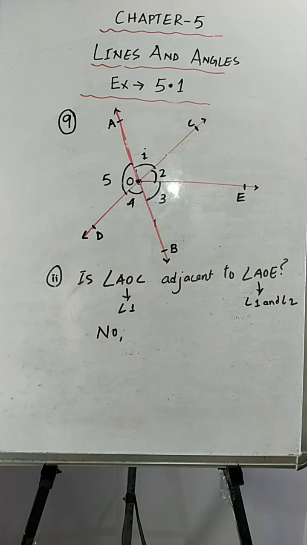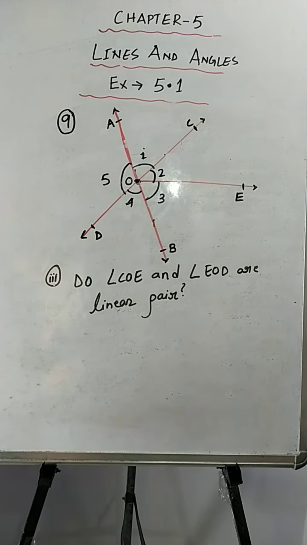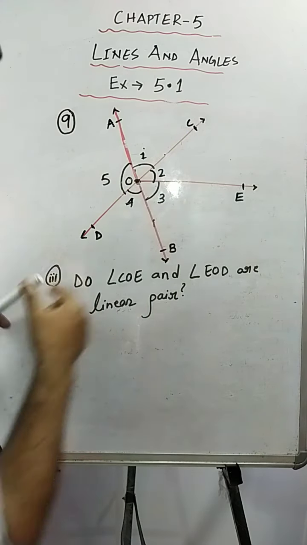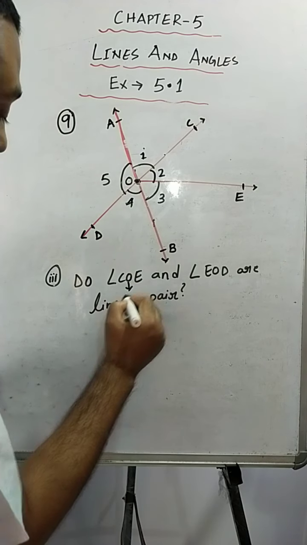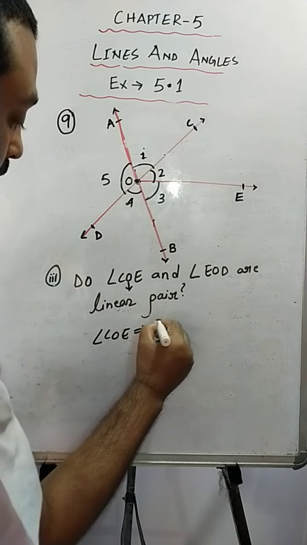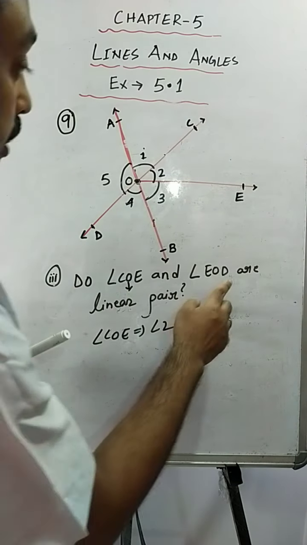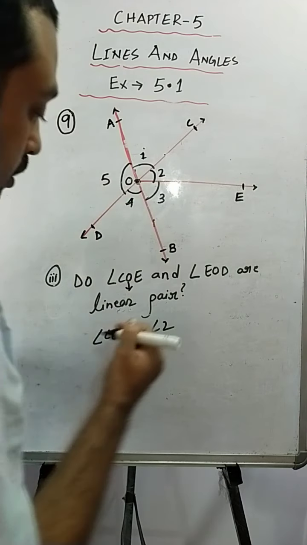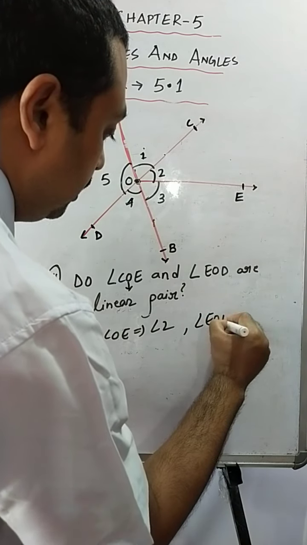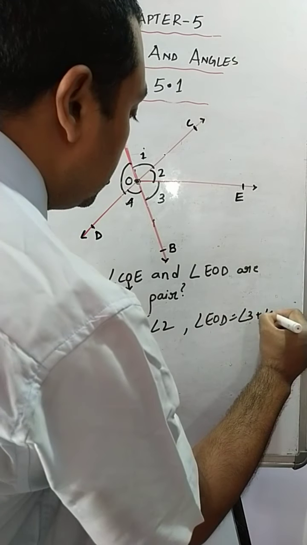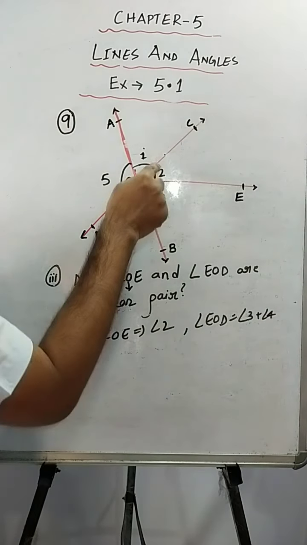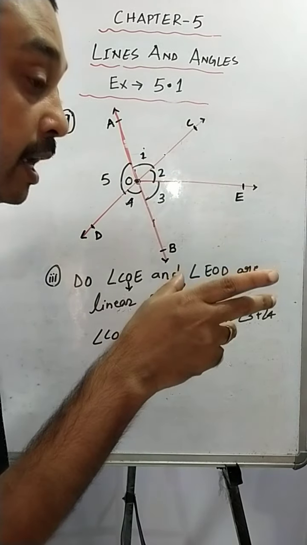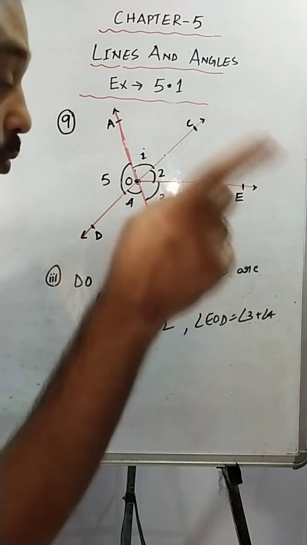Okay students, now let's move on to sum number 3. Question number 3, do COE and EOD form a linear pair? Where is COE? COE is angle 2. They are talking about angles. And EOD, this whole part, is a combination of angle 3 and angle 4. So angle EOD is angle 3 plus angle 4. Now, what is a linear pair? A linear pair should be adjacent, and the sum should add up to 180 degrees also.